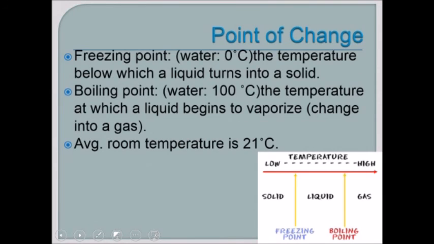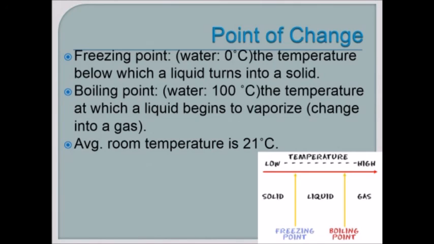And then the last thing I want to talk about is the point of change. Freezing water happens at 0 degrees Celsius. Any lower than that, you're just increasing the rate that something freezes, but you're never going to get ice any colder than 0 degrees Celsius. It doesn't happen. Boiling water, 100 degrees Celsius. This is the temperature at which liquid begins to change into a gas spontaneously on its own.